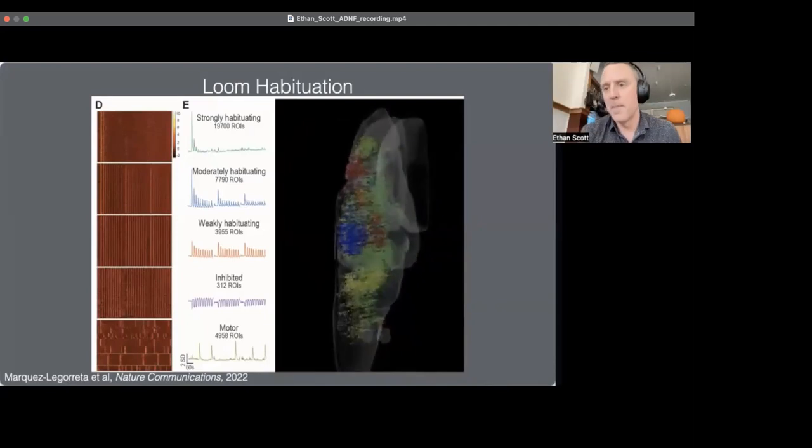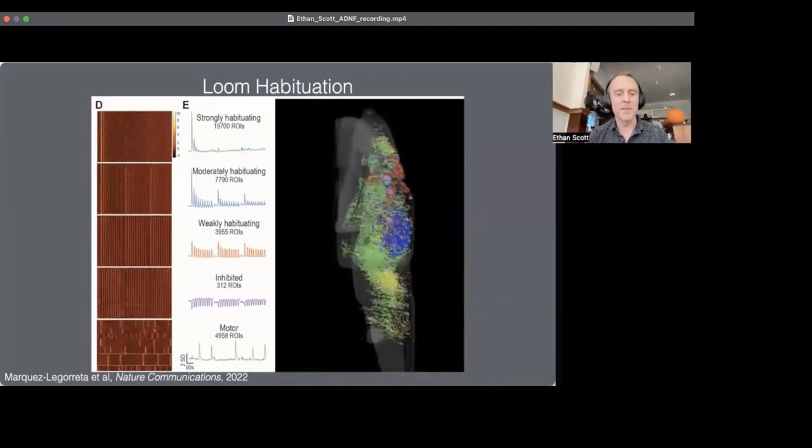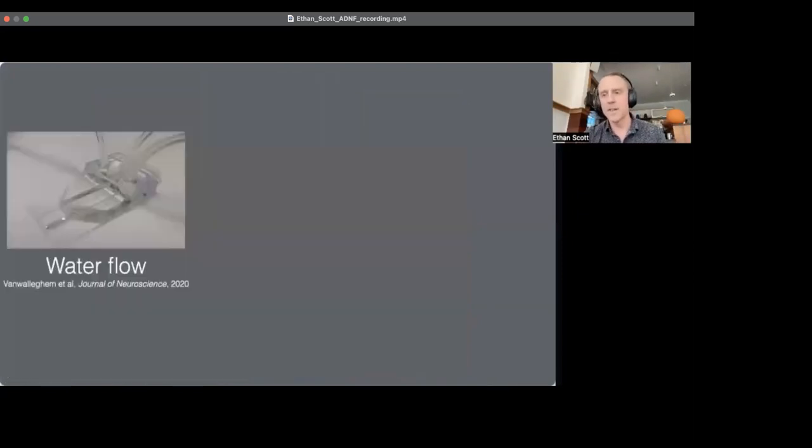So that's an overview of our method. There are lots of details left out, and if you're interested in those, please just contact me separately. But we've used this approach across a number of different sensory modalities over the last several years.